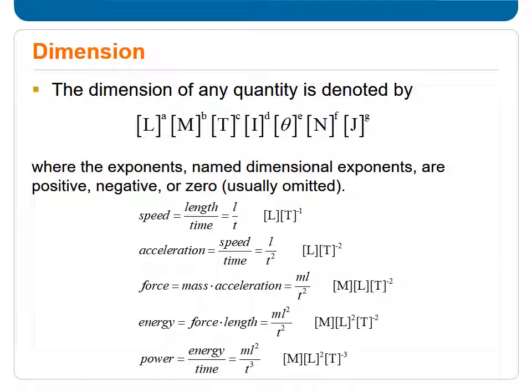The exponents are positive, negative, or 0. The symbol may be omitted if its exponent is 0. The table shows the various quantities such as speed or power that are derived from these 7 base quantities.